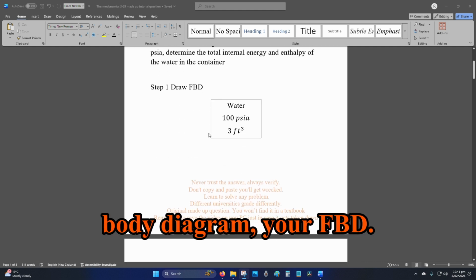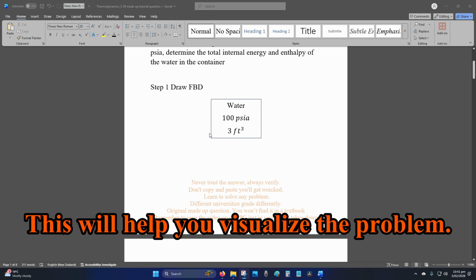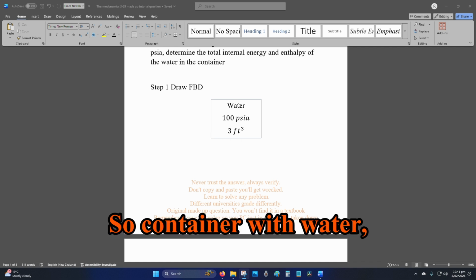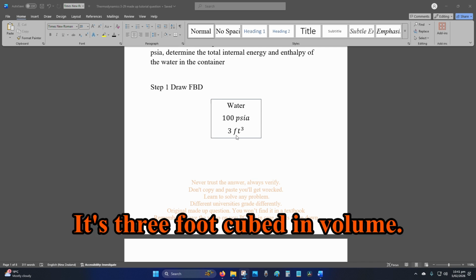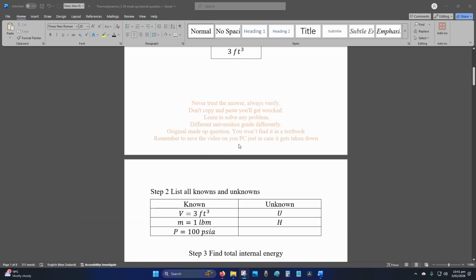Step 1, draw your free body diagram, your FBD. This will help you visualize the problem. So, container with water, it's 100 psia in pressure. It's 3 foot cubed in volume.